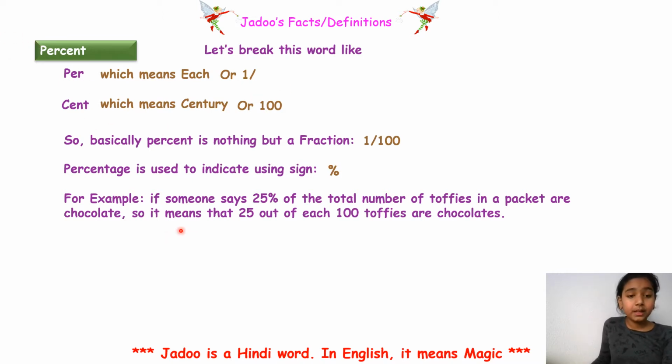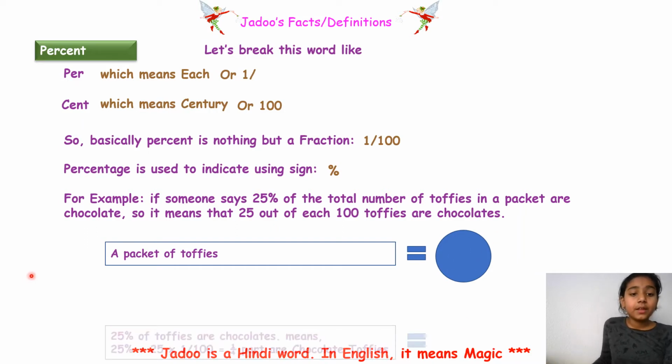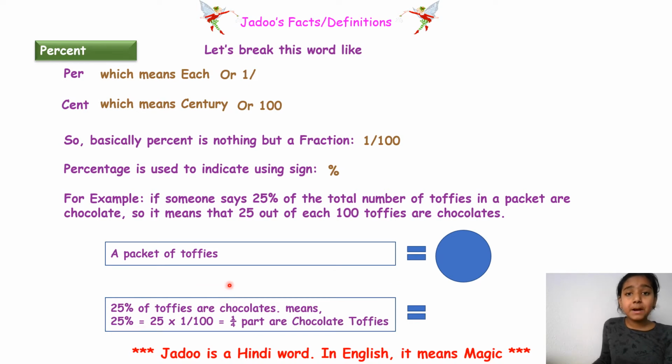Now let's understand with pictures. A packet of toffee is equal to a circle, meaning the circle is a packet of toffee. Next, 25% of toffees are chocolate. It means 25% is equal to 25 times 1/100, which is equal to a quarter part being chocolate toffees. So like this.